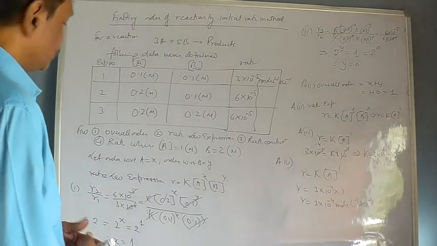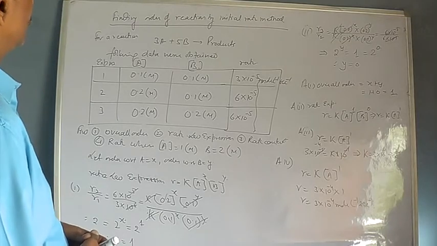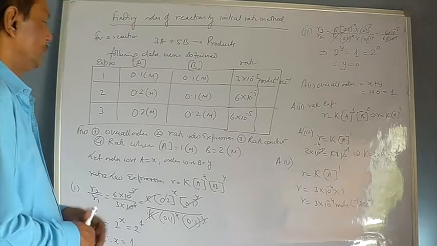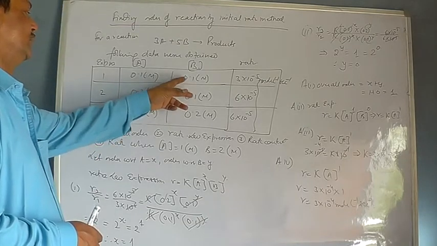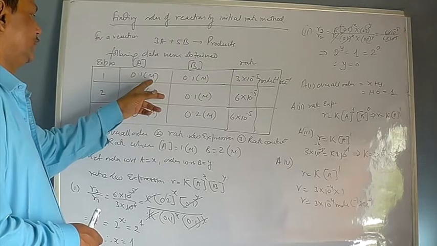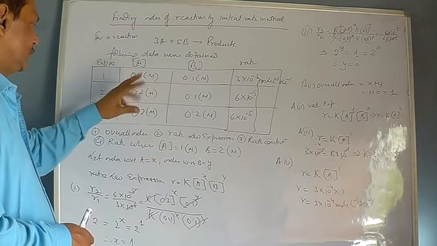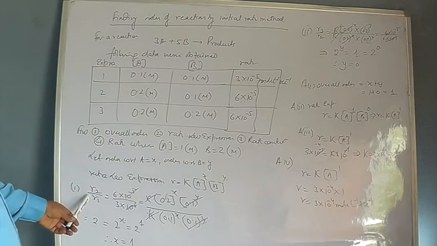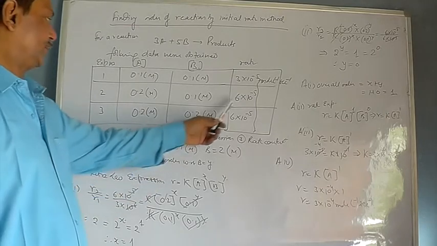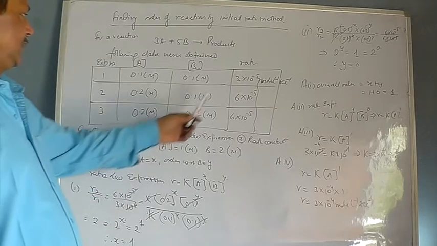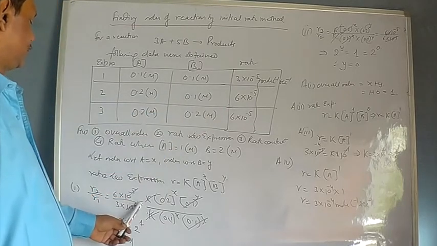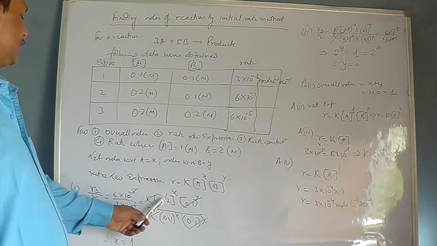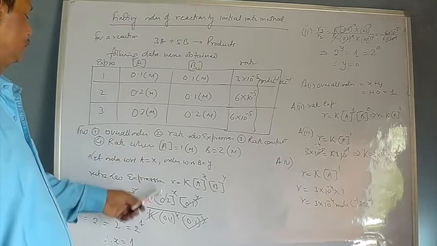Then class, what am I going to do? I am going to divide experiment number 2 by experiment number 1. Why am I doing so? Because these are the constant values. This will get cut and we will be able to find the value of x with the help of dividing 2 by 1. So class, R2 by R1: the second rate was 6 into 10 to the power minus 5, R1 was 3 into 10 to the power minus 5, equals some constant K, and in the second experiment the concentration of A was 0.2.